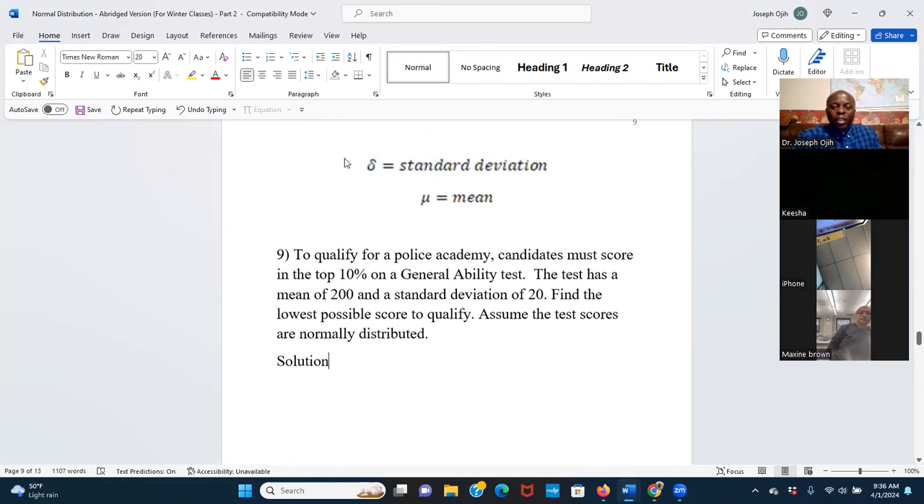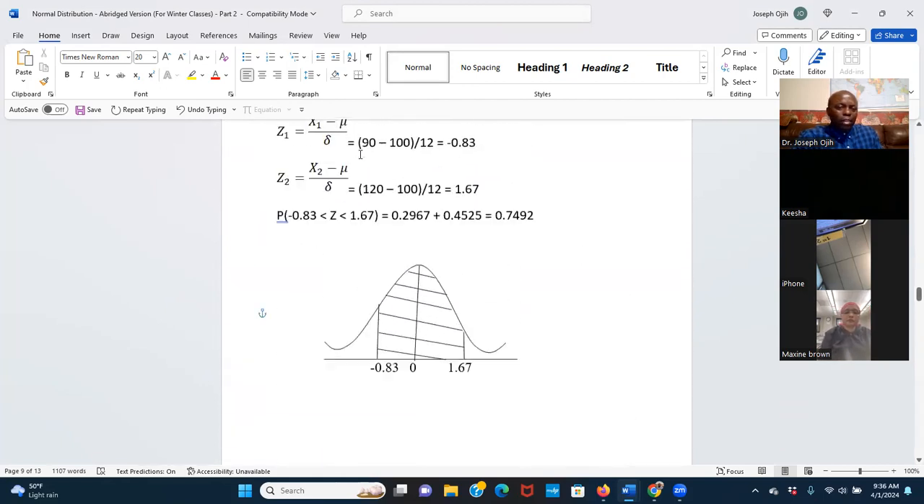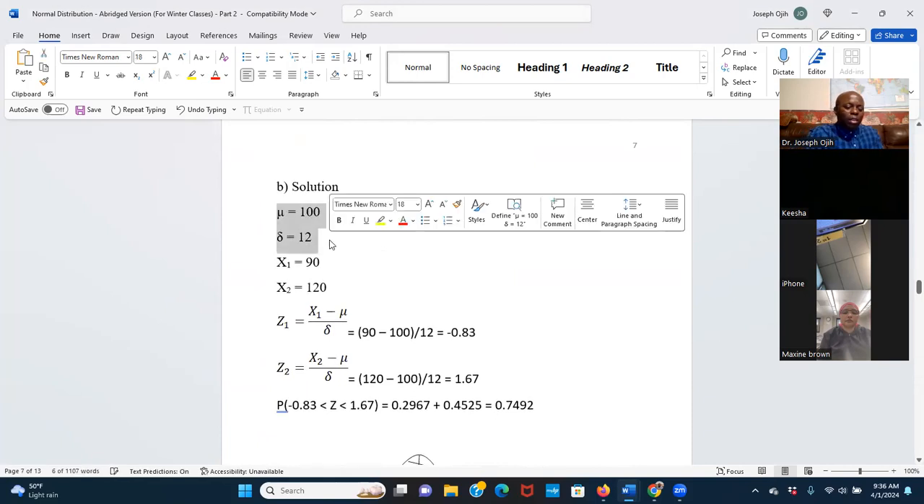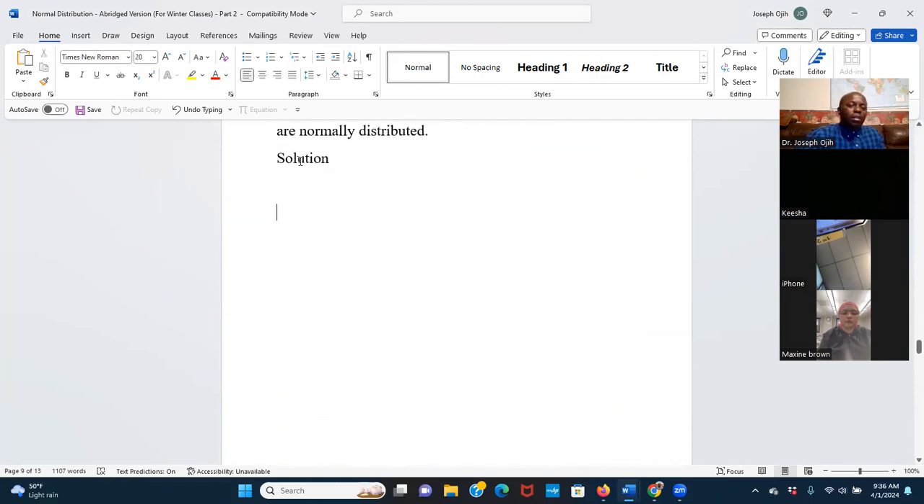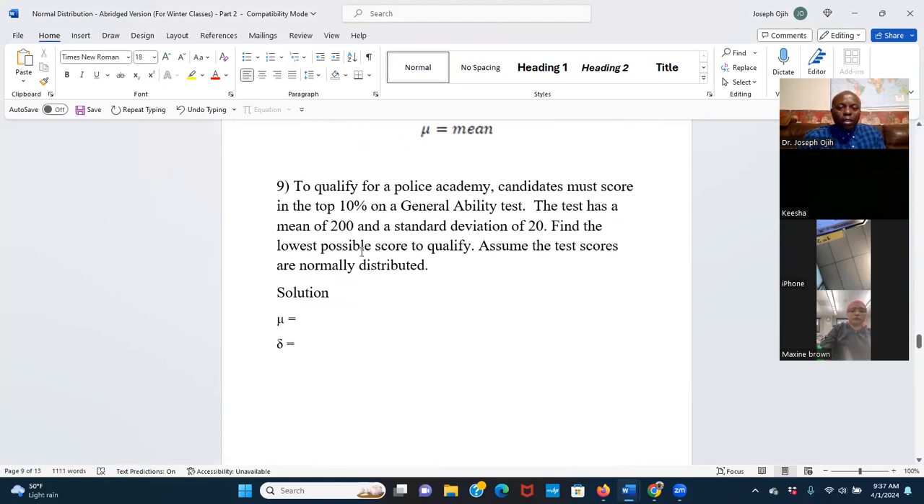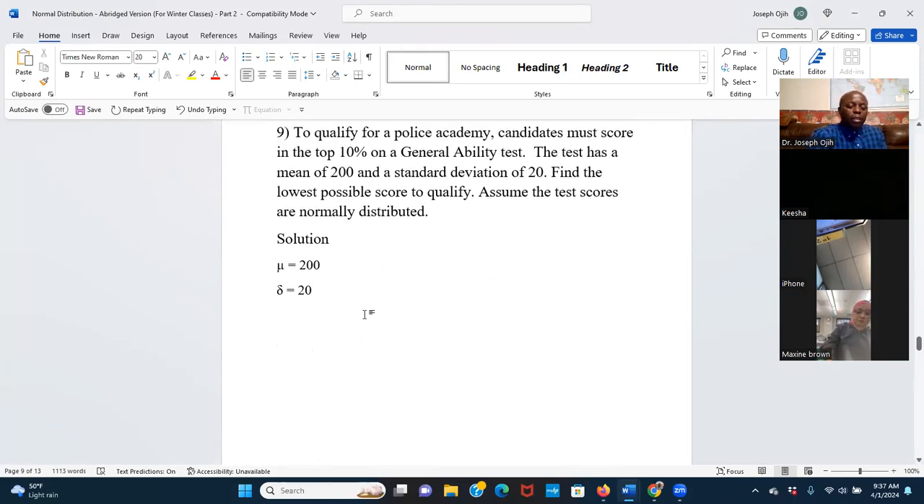So what you're looking at now is X. Let me get these symbols, that will help make it easier for us. In this case, the mean is 200, and the standard deviation is, you can see right here, 20. So we're looking for X. We don't know what it is.